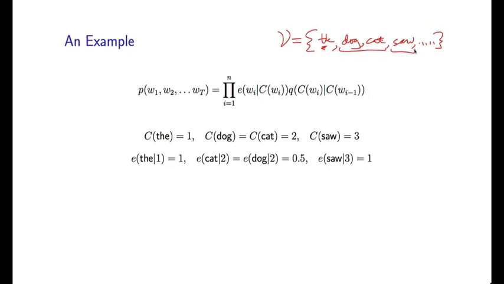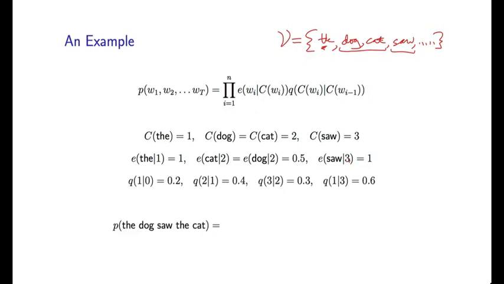Let's assume we have these emission probabilities. So E of the given 1 is 1, E of cat given 2 is equal to E of dog given 2 is 0.5, E of saw given 3 is 1. And let's assume we have some transition probabilities. Let's now see how we can calculate the probability of "the dog saw the cat". Well, the first thing we do is we notice that each of these words falls into a cluster. So "the" falls into cluster 1, "dog" into 2, "saw" into 3, "the" into 1, "cat" into 2.